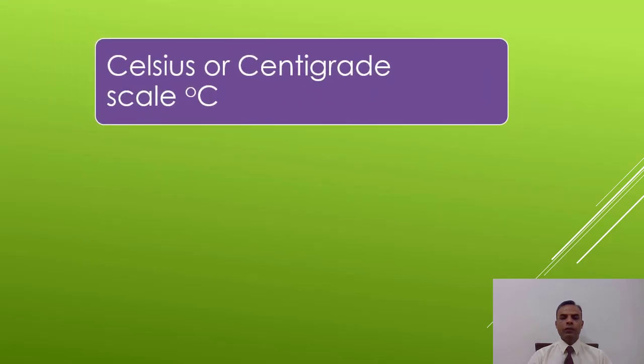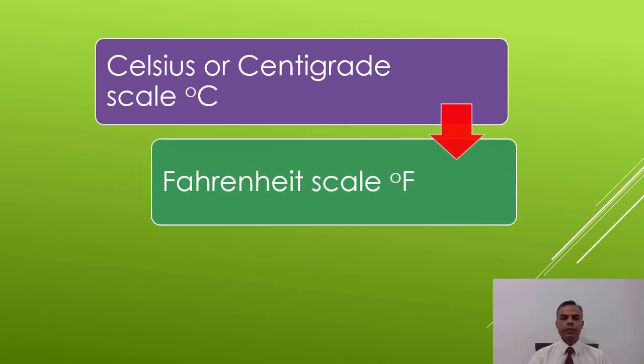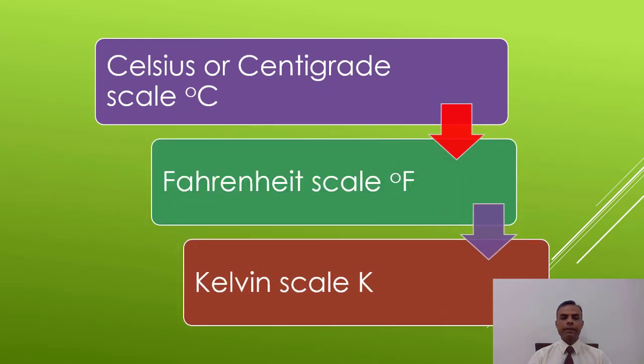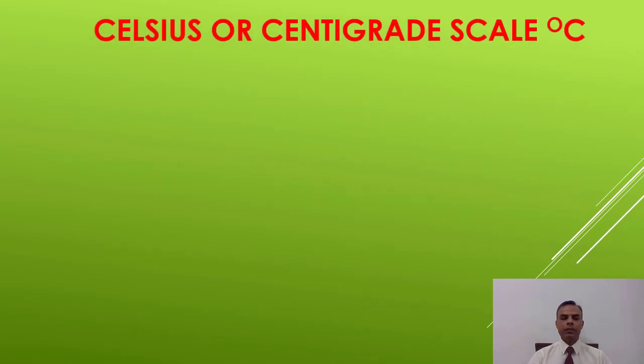Main scales of thermometry: Celsius or centigrade scale, Fahrenheit scale, Kelvin scale or absolute scale of temperature. Let's define turn by turn. First, Celsius or centigrade scale.